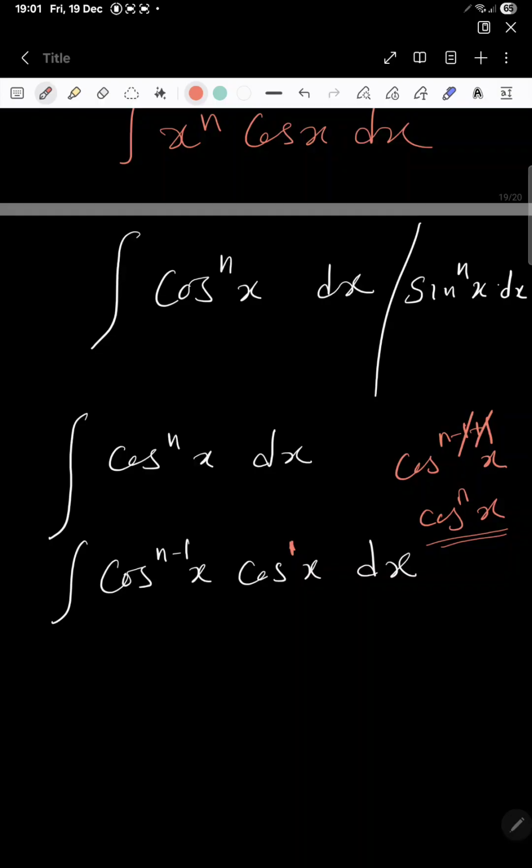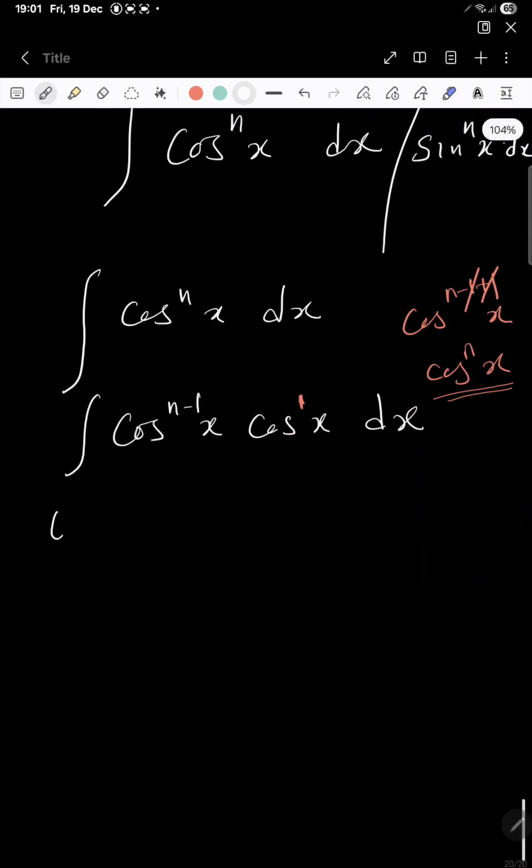So this means that for you to be able to reduce the formula, or to derive the formula for reduction of this form, you should start by rewriting this in this form here. After you do this, that's when you can reduce the formula using integration by parts. So let's do that.